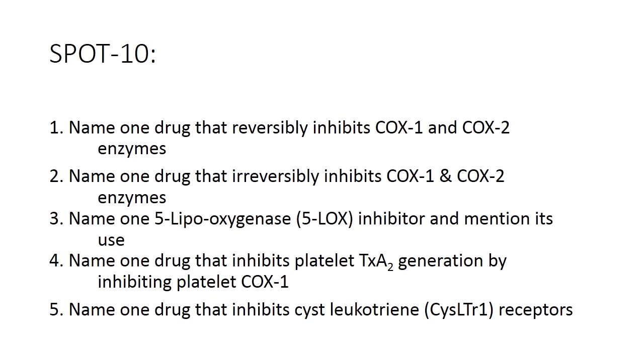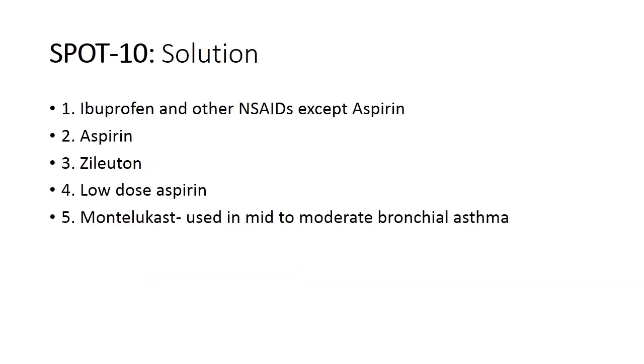Now the answers to these are: ibuprofen is a reversible inhibitor, as are other NSAIDs, but aspirin is an irreversible inhibitor. Zileuton is a lipoxygenase inhibitor and it has been tried in chronic bronchial asthma. Low-dose aspirin preferentially inhibits platelet cyclooxygenase, so there is a reduction in the formation of thromboxane A2, which is a strong aggregating agent. Montelukast and zafirlukast are used in mild to moderate bronchial asthma because they are leukotriene receptor antagonists.